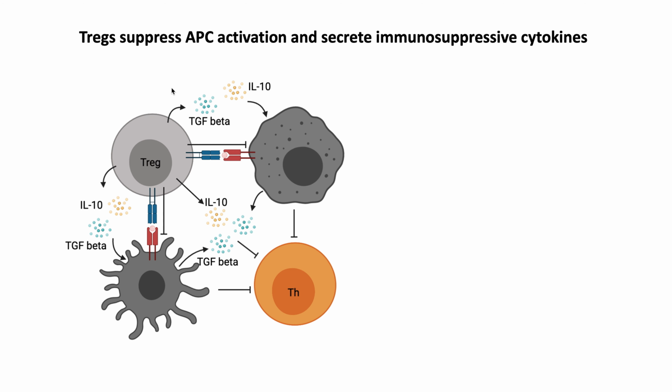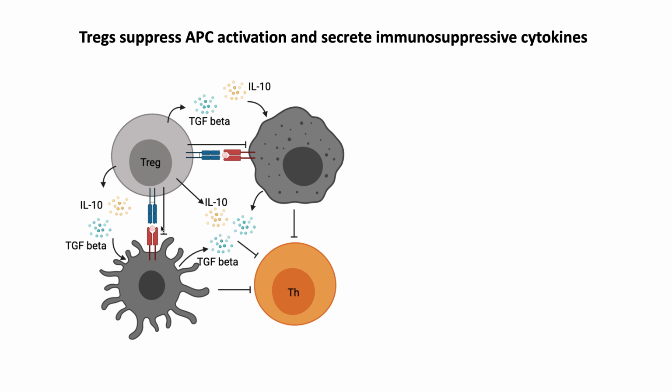Lastly, regulatory T cells suppress activation of antigen-presenting cells. So this slide is a little busy, but it's just meant to indicate that regulatory T cells secrete immunosuppressive cytokines such as interleukin 10 and transforming growth factor beta that suppress the activation of dendritic cells, they suppress the activation of macrophages, and they suppress the activity of T helper cells.